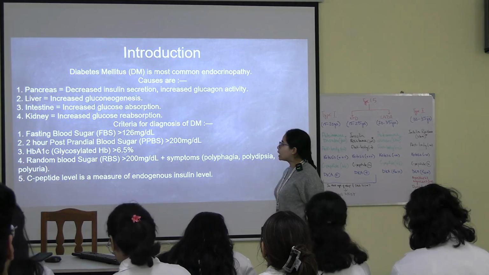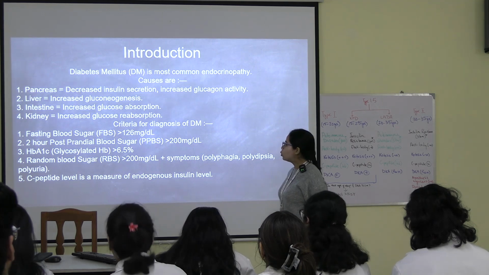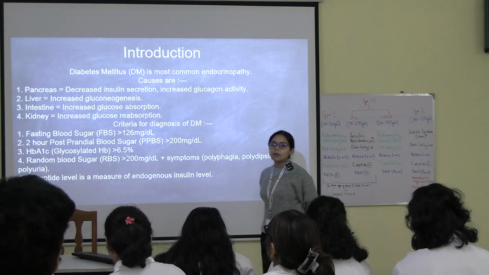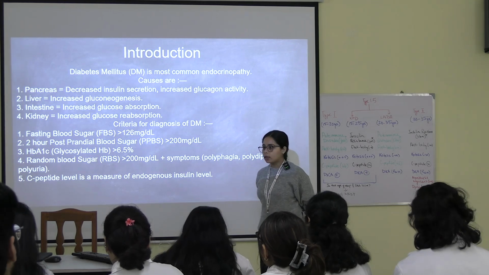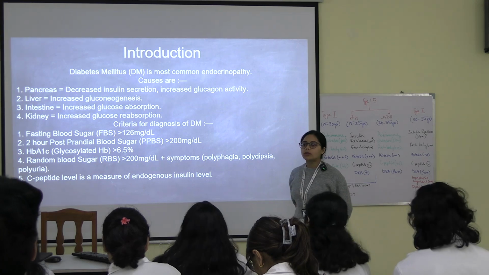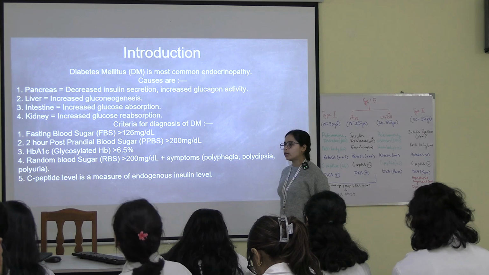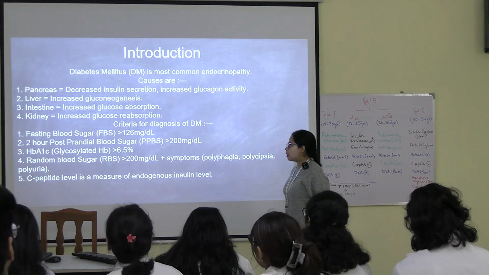Then in the intestine, increased glucose absorption, and in the kidney, increased glucose reabsorption. Some amount should be excreted through our kidney, but when there is increased glucose reabsorption in the kidney because of any kidney pathology, it can ultimately lead to a greater amount of glucose in our body, resulting in diabetes mellitus.